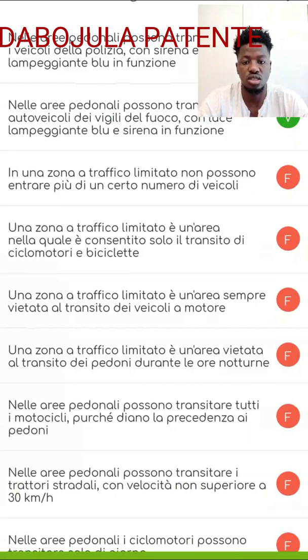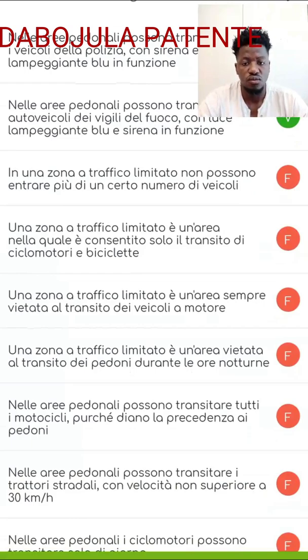The second one says: una zona a traffico limitato è un'area nella quale è consentito solo il transito di ciclomotori e biciclette. Traffic limited zones are areas that allow only motorcycles and bicycles to transit. False.